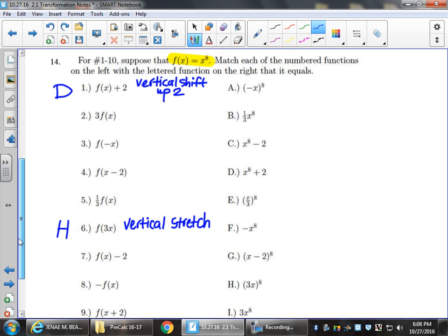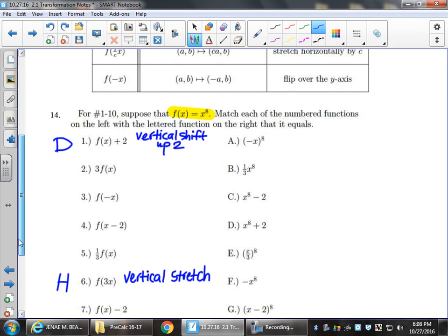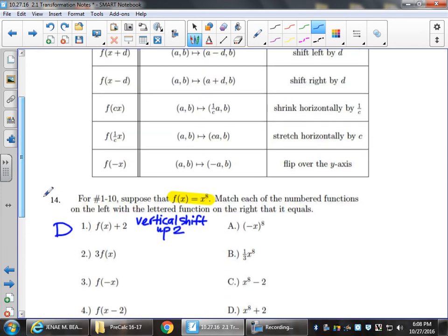Tomorrow in class, we'll make a stronger connection between what we just wrote right here with this being a vertical stretch and this concept in the table of a horizontal shrinking. We'll talk about that tomorrow.